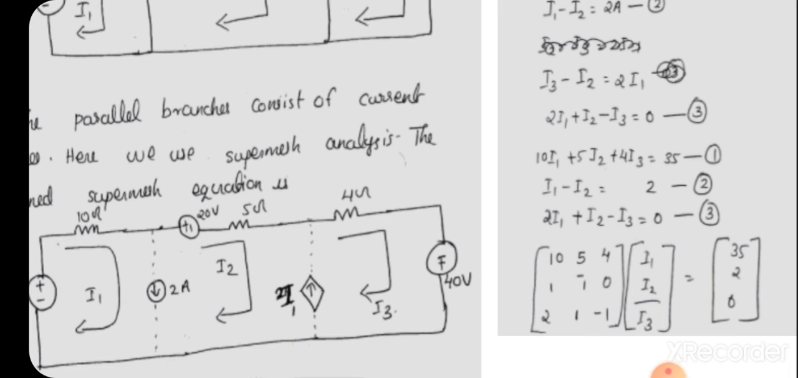These are the three equations, and you know that they contain three variables. What are the three variables? I1, I2 and I3. There are three equations, so you can use Cramer's rule to solve for I1, I2 and I3. For that you have to write the coefficient matrix. The coefficient matrix contains 10, 1, 2 in the first column, 5, minus 1, 1 in the second column, 4, 0, minus 1 in the third column. The next matrix is I1, I2, I3, the variables, and the last matrix is 35, 2, 0.